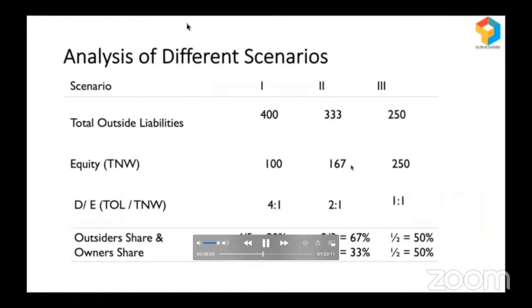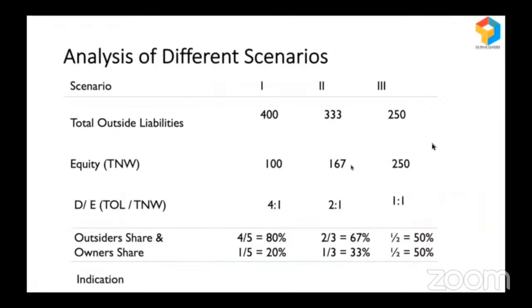And this is much better than the first and the second scenario, because here the outsiders' share has come down, and as a result the fixed cost related to that will also come down. Fixed commitment, fixed obligation will come down. This will reduce the burden, it will reduce the pressure on the business. And owners are investing 50%, it means they know this business is very much promising. That's why they are committing their money. So what is the indication? The indication is scenario 1 attracts high financial risk. Scenario 2 we say ideal, and scenario 3 is the best.